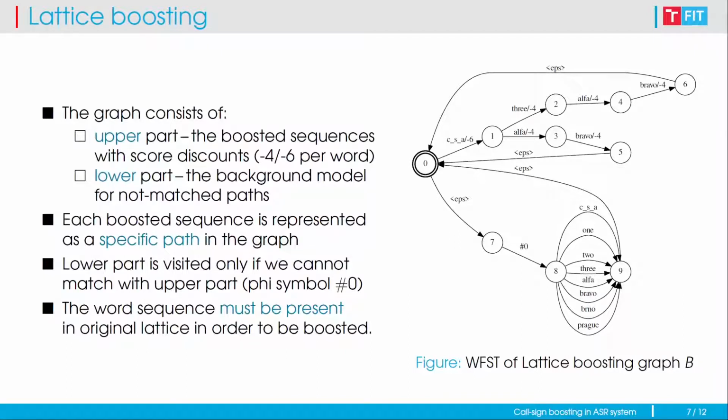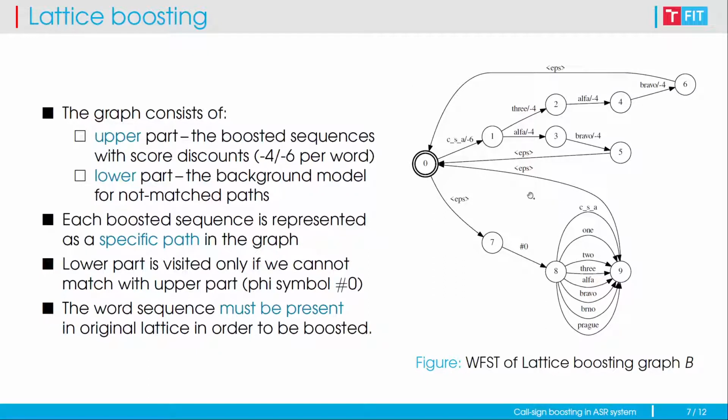Here I'm showing what the boosting graph looks like. In our case we have the upper part and lower part. The upper part is the section where these score discounts are. We can see there is a path like CSA 3 alpha bravo, or if it's shortened, just CSA alpha bravo without the word 3. The scores here, -6 and 4, are the score discounts, just examples. And by an epsilon link, we return to the initial state, which is also the final state.